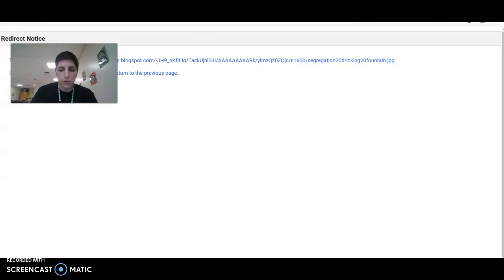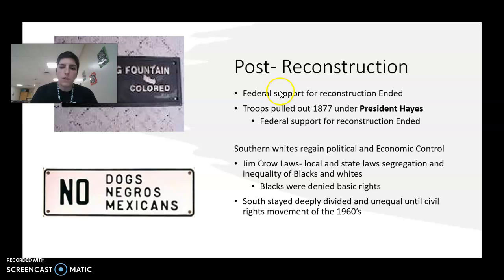Post-Reconstruction. After this time period, federal support for Reconstruction ended. This is after 1877, when troops were pulled out under President Hayes. They were no longer going down south to address these issues. Southern whites again regained political and economic control, and this is when they were able to create more Jim Crow laws, take away basic rights that black people had enjoyed before, and get rid of voting rights.